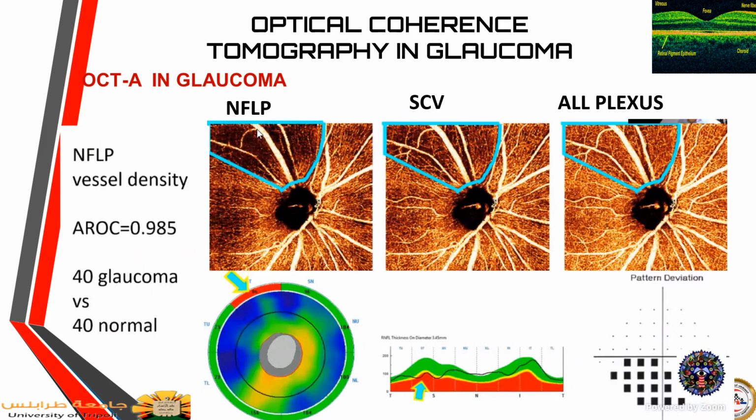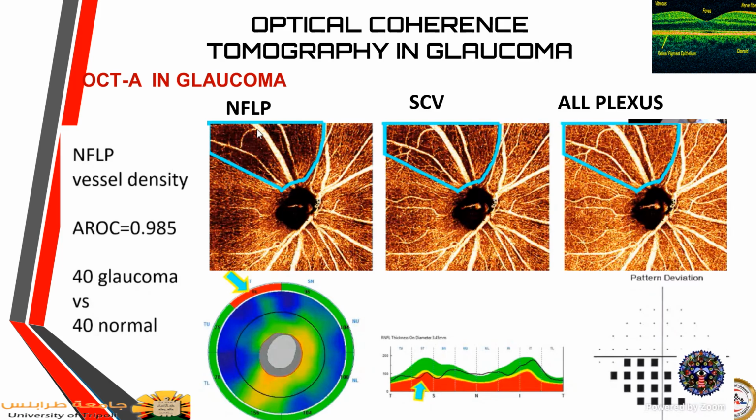If we take the picture around the optic nerve, we have the nerve fiber layer plexus, and the small capillaries around it are called the peripapillary capillary plexus, or radial peripapillary capillary plexus. You can clearly see here the difference between the nerve fiber layer plexus and the superficial vascular plexus, and the shape coincides with the glaucoma changes.